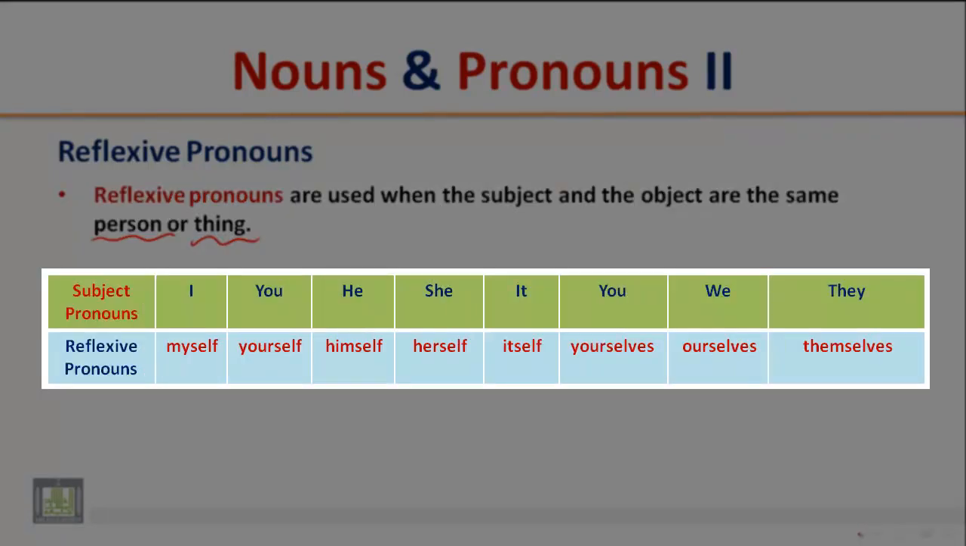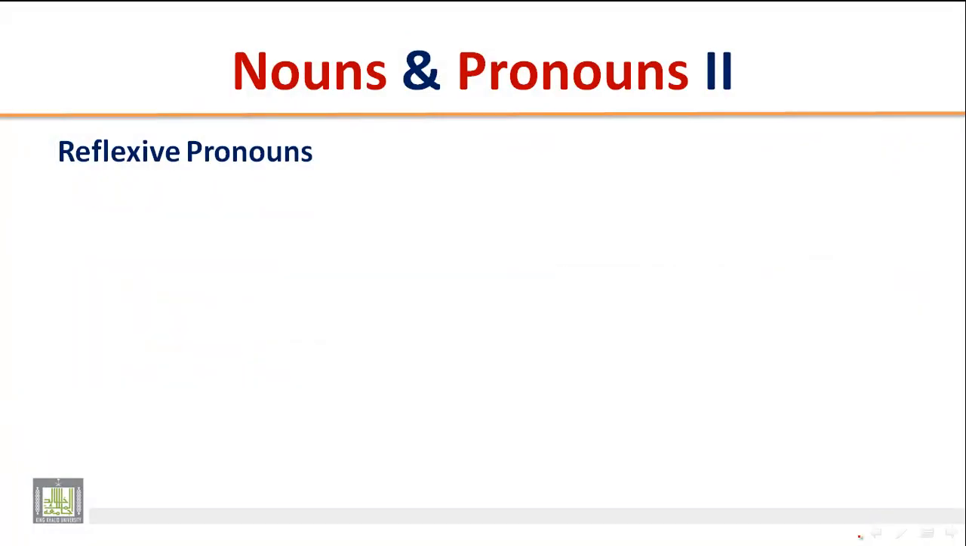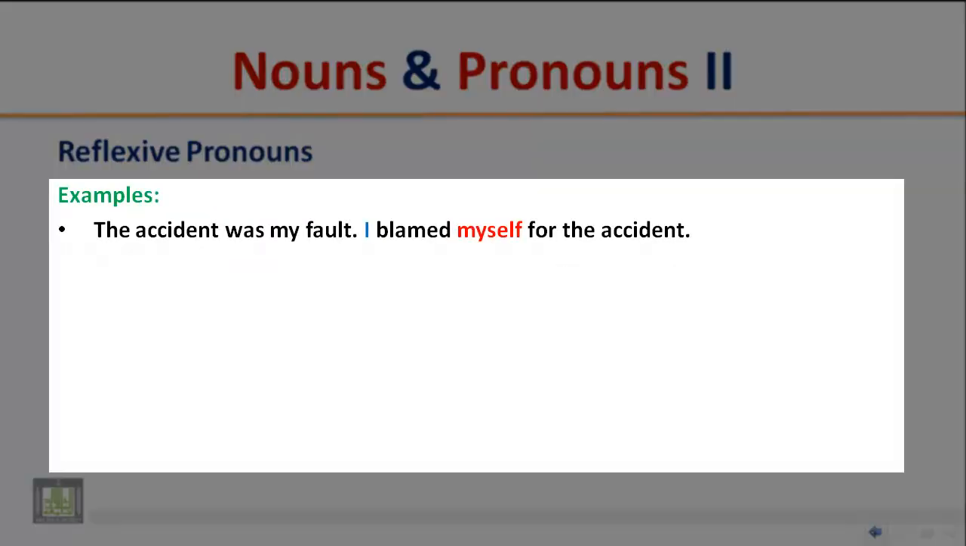Subject pronouns and reflexive pronouns. I, myself. You, yourself. He, himself. She, herself. It, itself. You, yourselves. We, ourselves. They, themselves. Examples. The accident was my fault. I blamed myself for the accident. Myself refers to I.